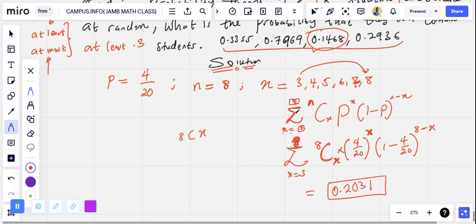So to be on the safer side, I explained how to use calculators to do that. See it here. Do you have any issue with what I've explained here? Do you have any questions on how I got this 0.2031? If you put this on your calculator, you have this result, and that is the correct answer. Even if you do it individually, you still get 0.2031. So do you guys have any questions?